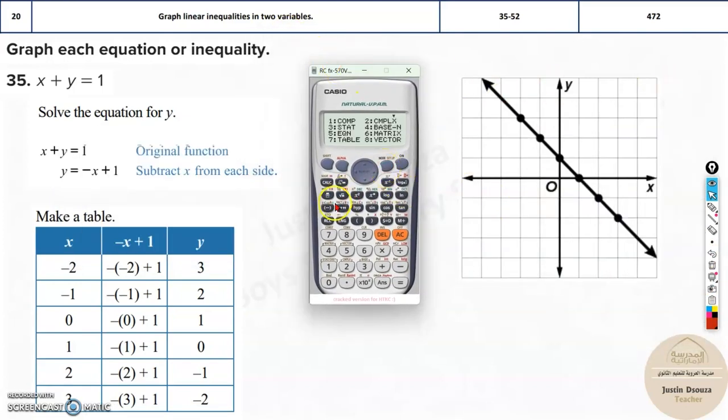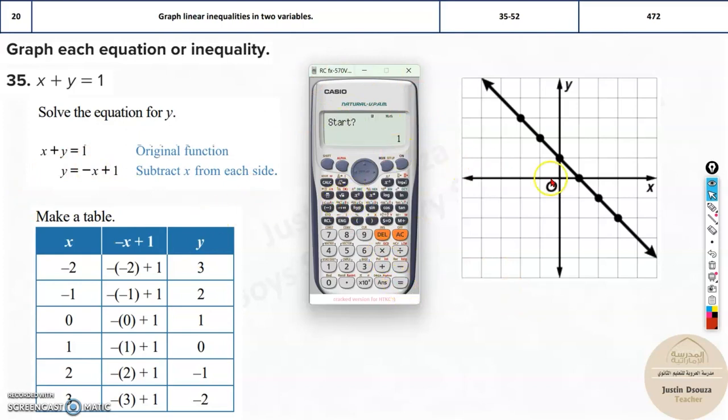How? Mode 7. Once you press mode 7, you get f of x. That is the y value. What is the answer? -x plus 1. You should type this equation as it is. Now, press equal to. Some of your calculators might show another option for g of x. Just press equal to, because we have put the function already.